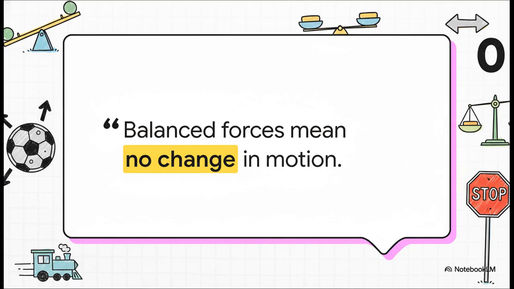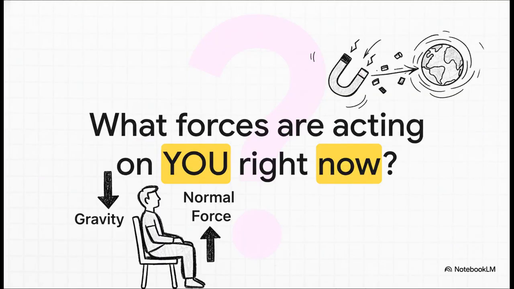So, as we wrap this up, let's bring it all back to you. What forces do you think are acting on you right now? Well, for one, gravity is constantly pulling you down into your chair. So why aren't you falling through the floor? Because the chair is pushing back up with an equal opposite force. You, just sitting there, are a perfect example of balanced forces in action.